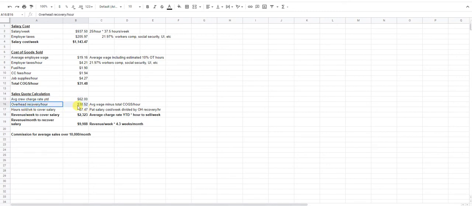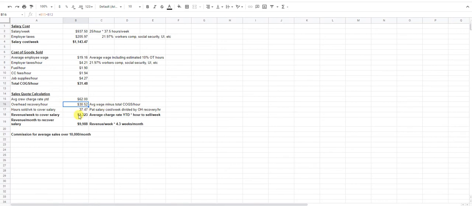So right here, overhead recovery per hour. So what I did here is we're charging $62 an hour. But remember, we don't keep 100% of that. Obviously, we actually only keep about half of that. So $62 an hour minus $31.48 leaves us $30 per hour, which goes towards all of our overhead. So our overhead in any given season is roughly $500,000. So for every hour we bill out, we put $30.52 of that towards our overhead.